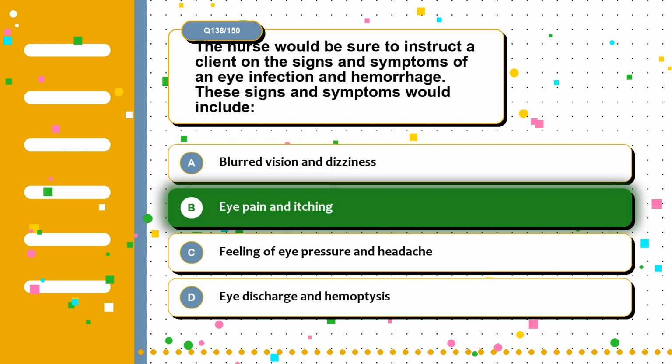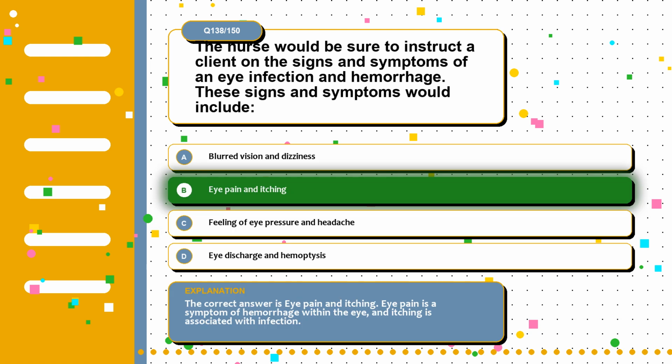The correct answer is option B. Eye pain and itching. The correct answer is eye pain and itching. Eye pain is a symptom of hemorrhage within the eye, and itching is associated with infection.